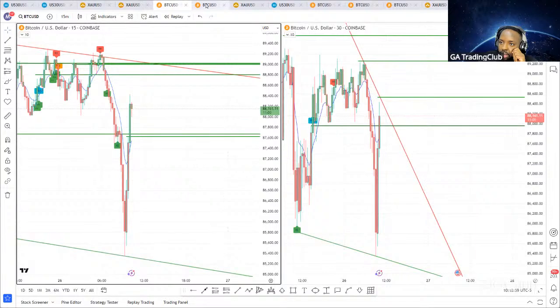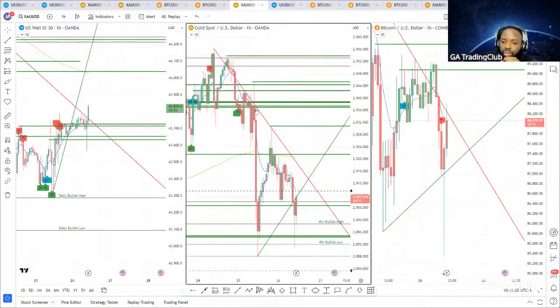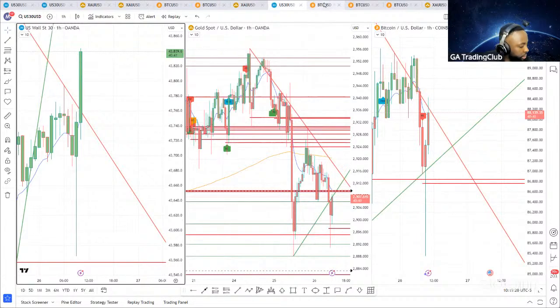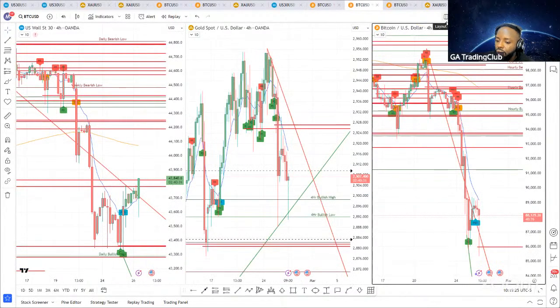BTC, I haven't traded BTC in forever, but I'm probably going to stop trading BTC or remove it from the chart soon. On the hourlies, price is far away from anything meaningful here. So on the hourly, nothing. On the 4-hour, nothing.